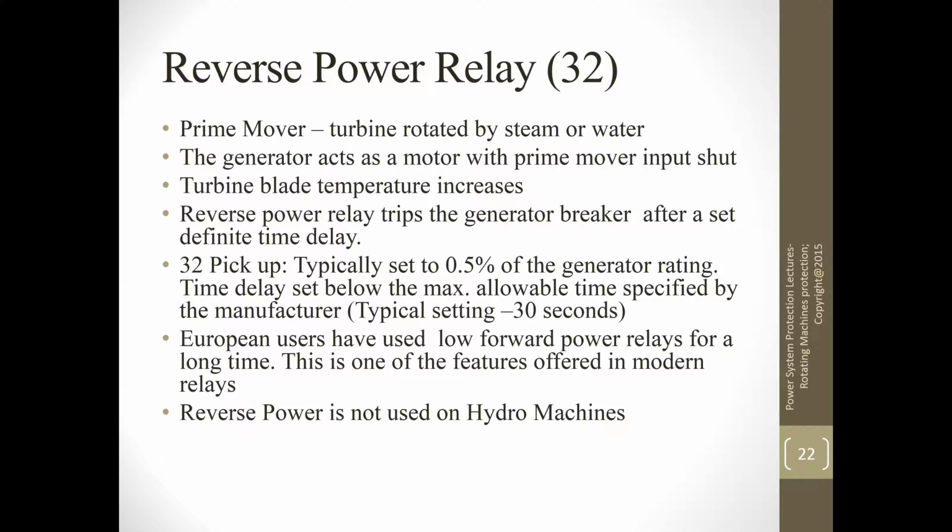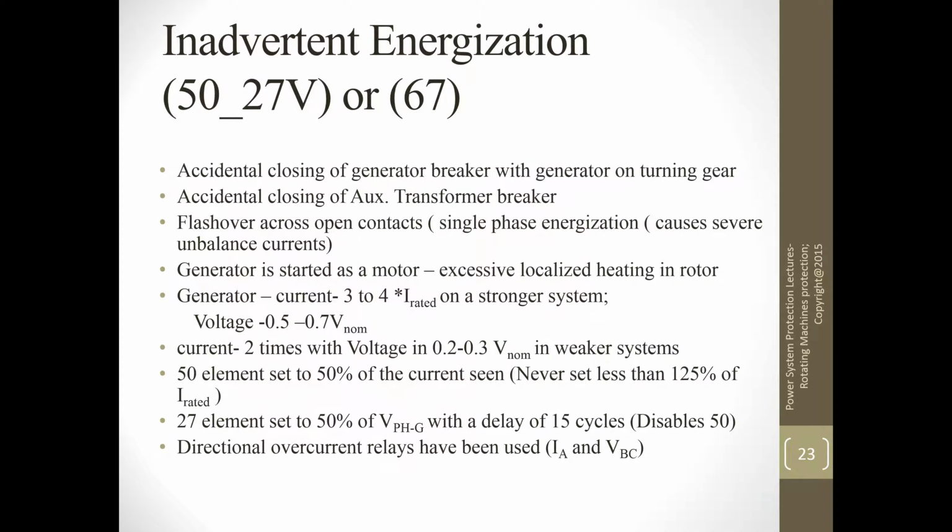European users have used low forward power. When the machine is already generating, they try to set a low forward power. If the power hits that particular value, then it trips the machine and disconnects it from the system. Reverse power is not used on the hydro machines because they are much more robust, so there is no need to use that on them.